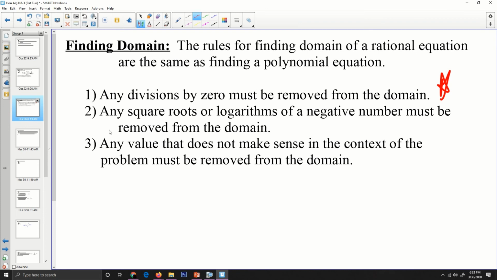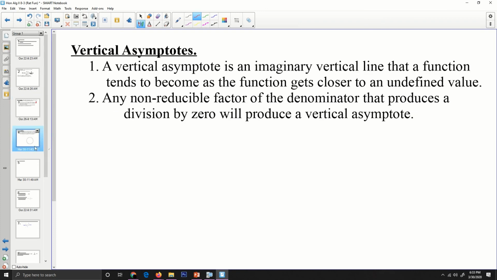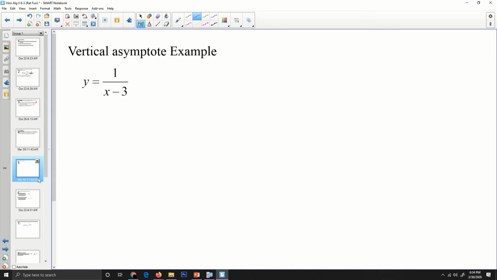And when we get divisions by 0 in the case of a rational function, we're going to get some vertical asymptotes. A vertical asymptote is just an imaginary boundary line that a function tends to look like as you get closer to the undefined value. I'm going to show you an example of that here in a moment. And this one is for the next lesson, 8-4, but I thought I'd add it here: any non-reducible factor of the denominator that produces a division by 0 will also produce a vertical asymptote. I wanted to make sure we got that in there, but let's talk about a simple example.